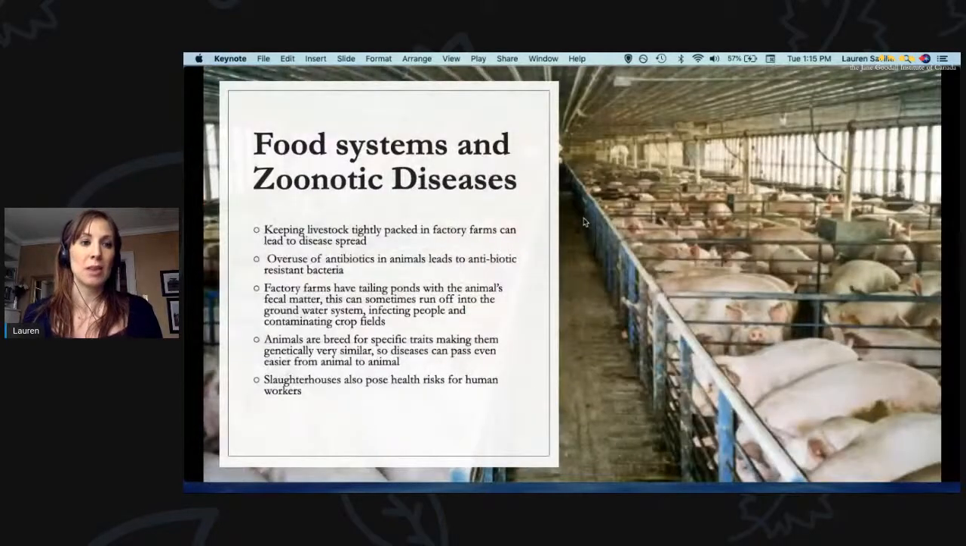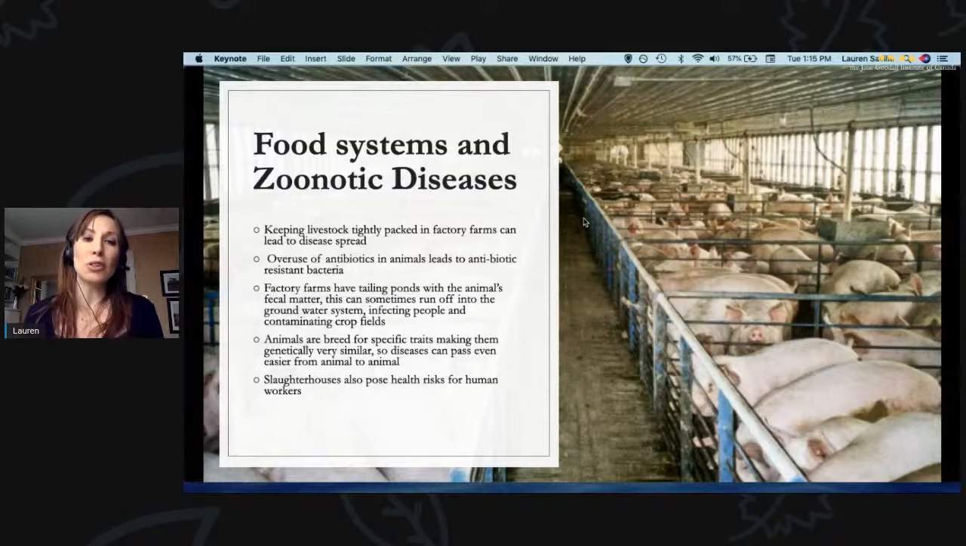So in terms of our livestock food systems, by keeping livestock tightly packed, like the pigs you see here in a factory farm, we are very much increasing the likelihood of disease spreading. Just like we know that COVID-19 spreads when we're in close contact with people breathing the same air, not very well ventilated, the same thing can happen with pigs or with cows or with chickens, spreading flu-like diseases. And usually when we're talking about livestock, it's either some sort of flu or some sort of bacteria.